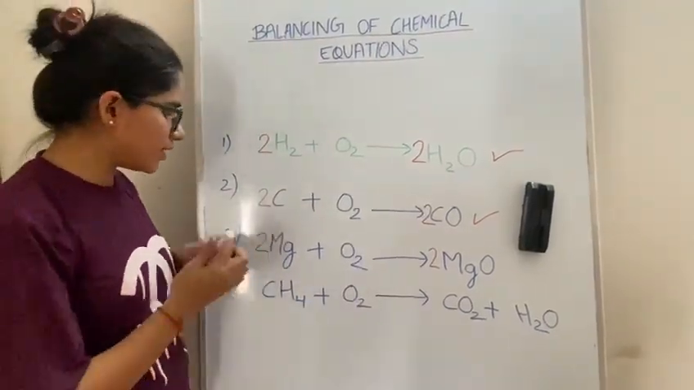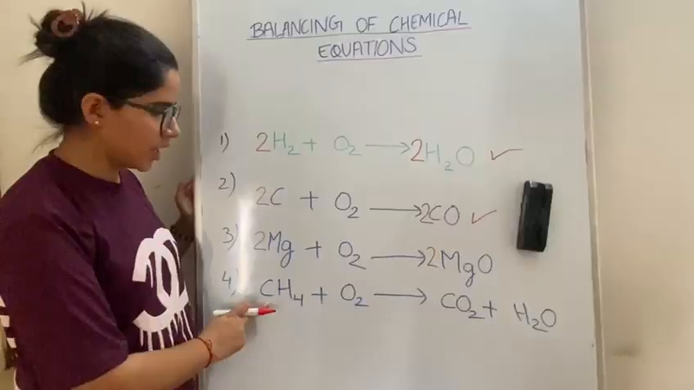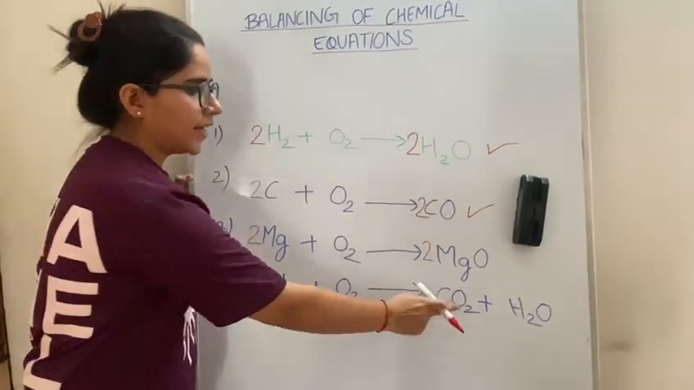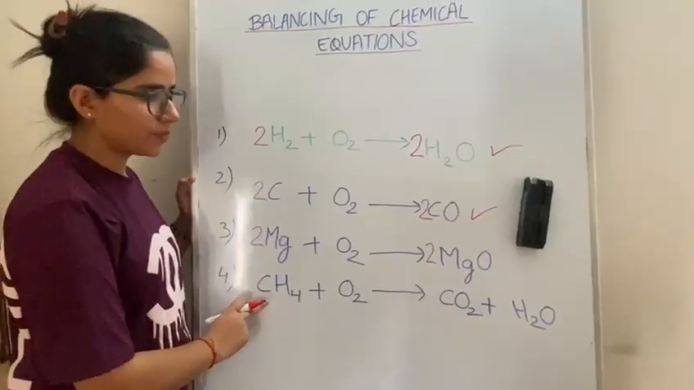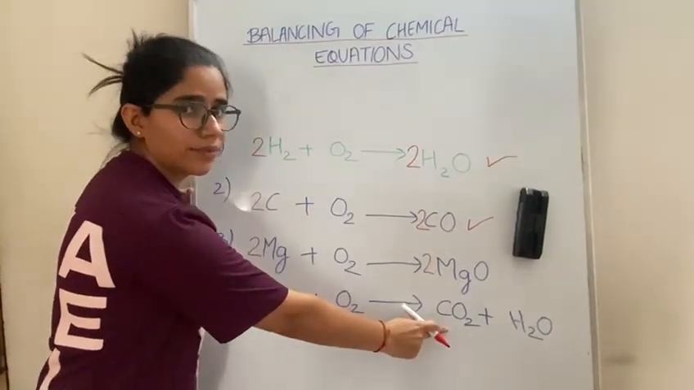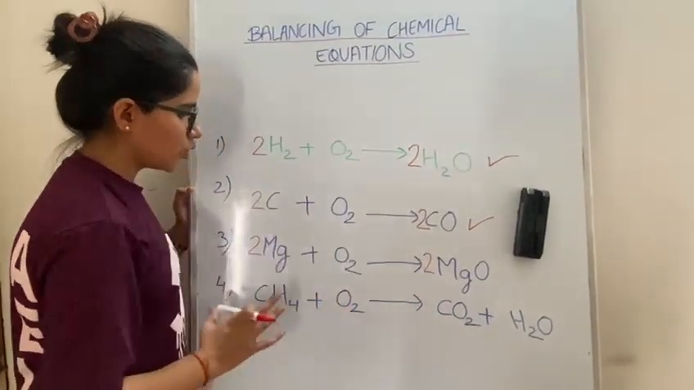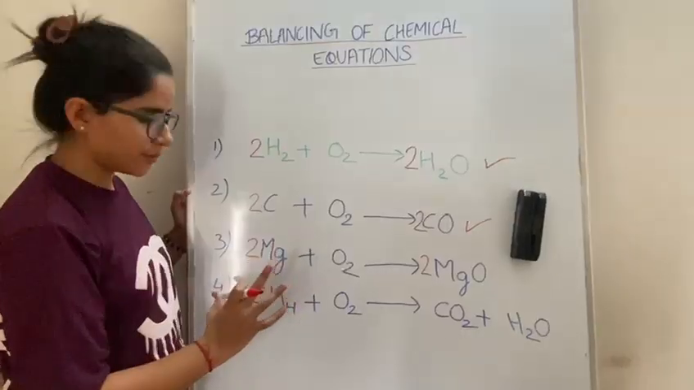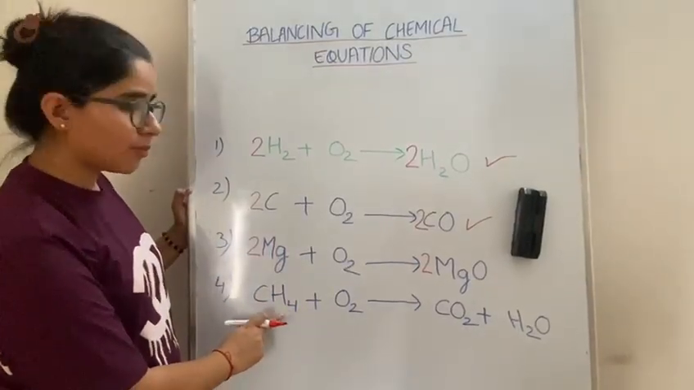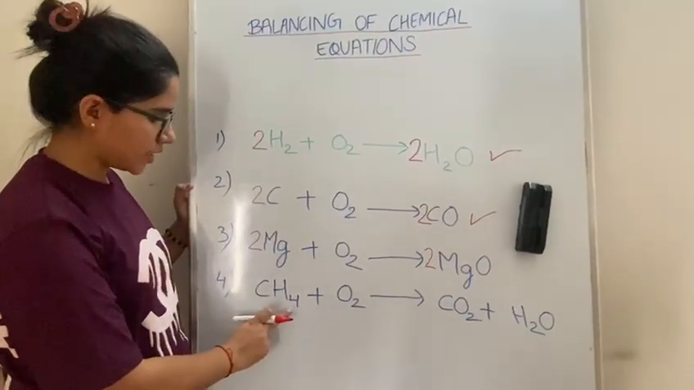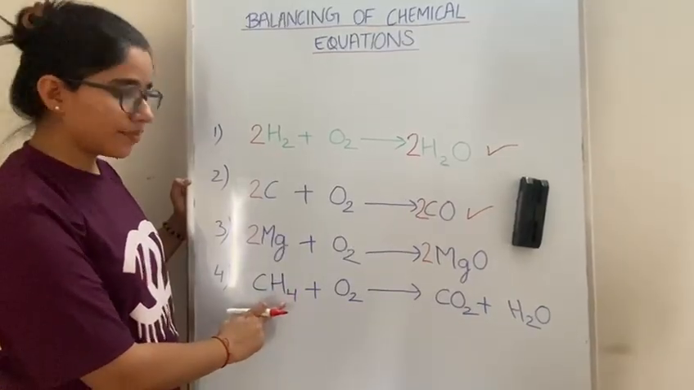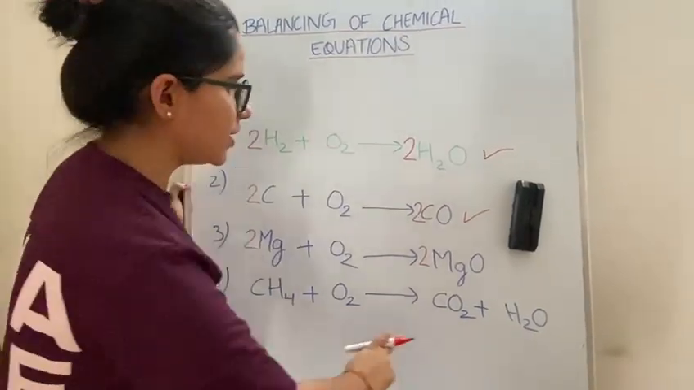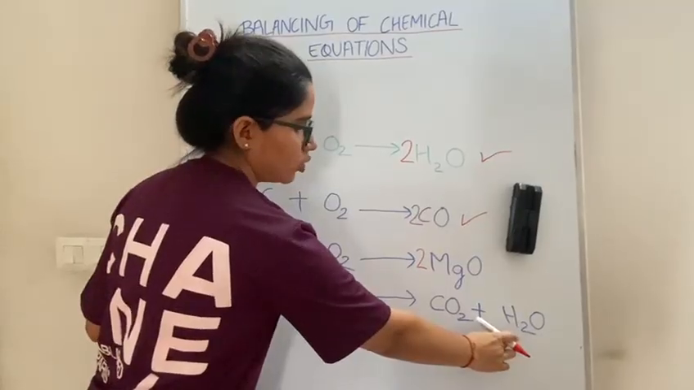So first of all we will check the number of atoms of carbon on the left hand side and on the right hand side. Here I have only one atom of carbon, and on the right hand side also I have only one atom of carbon. So we need not do anything with this. Now I will check the number of atoms of hydrogen. Here I have 4 atoms of hydrogen, and here I have only 2 atoms of hydrogen.